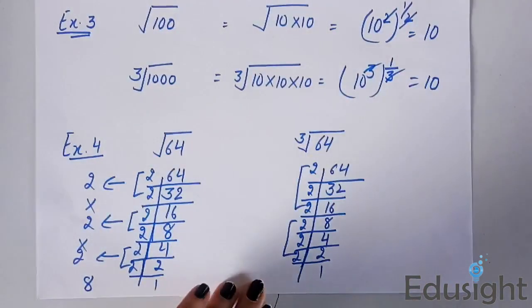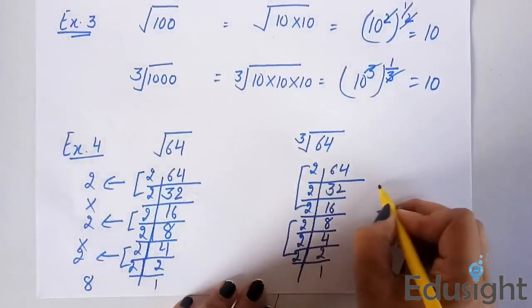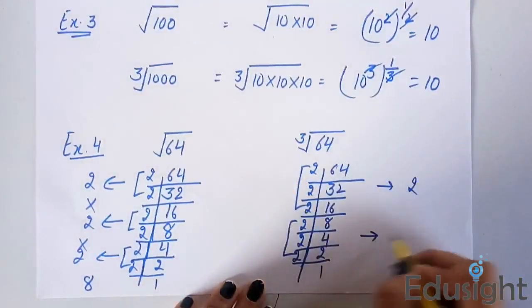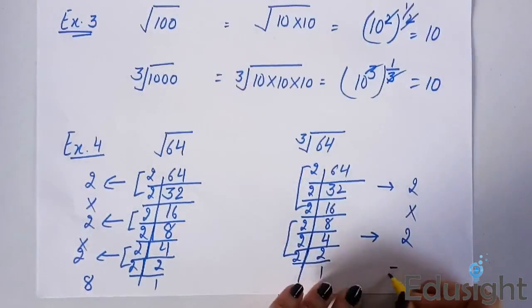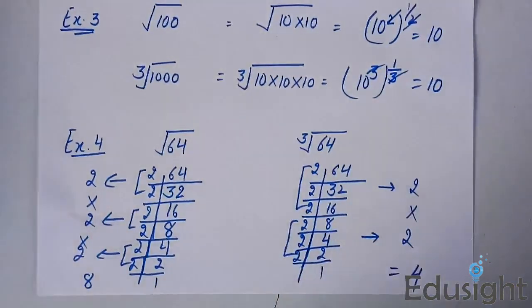In the same way, here we make triplets. Each triplet, one term can come out. So we are having two triplets. So two terms can come out. 2 multiplied by 2 is equal to 4. So cube root of 64 is equal to 4. And this way you can find out the square root and cube root of any number.